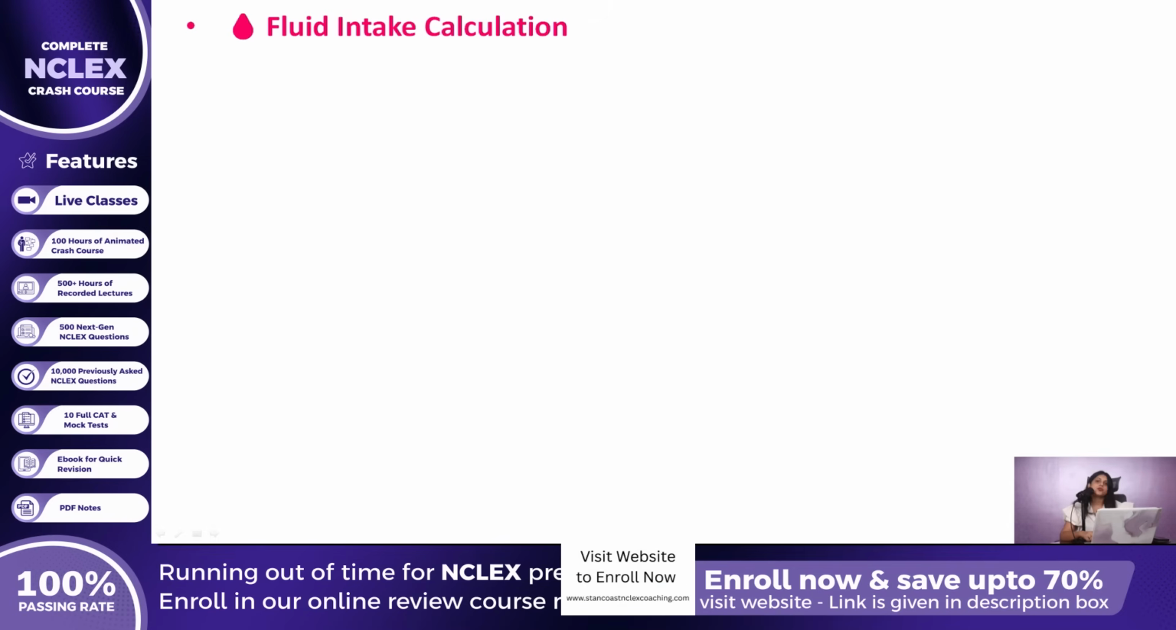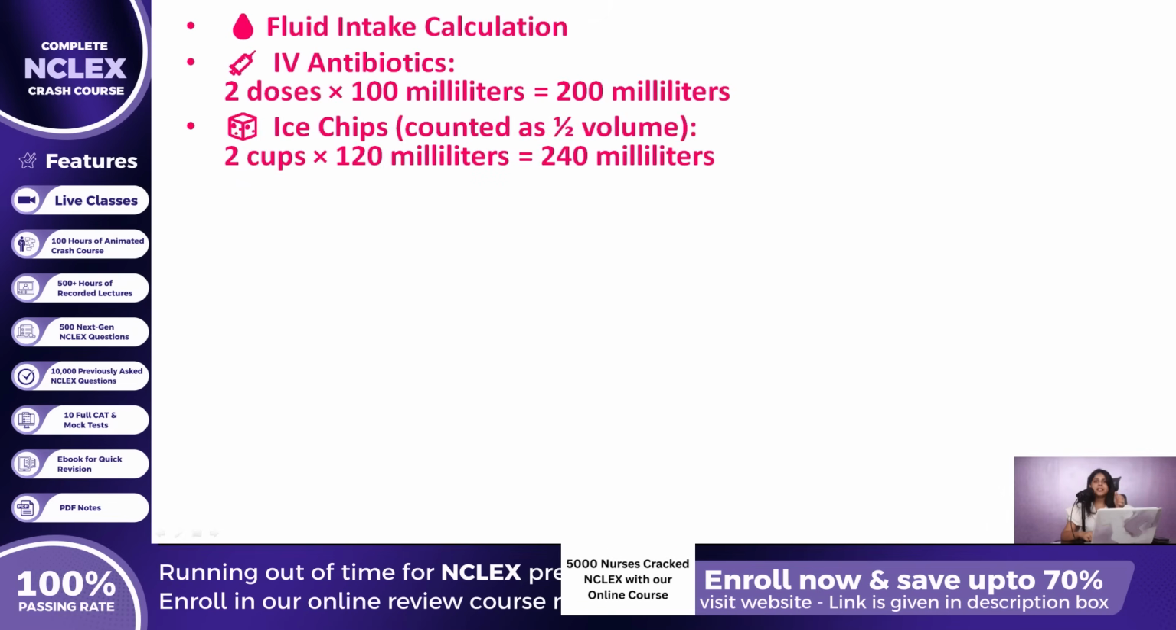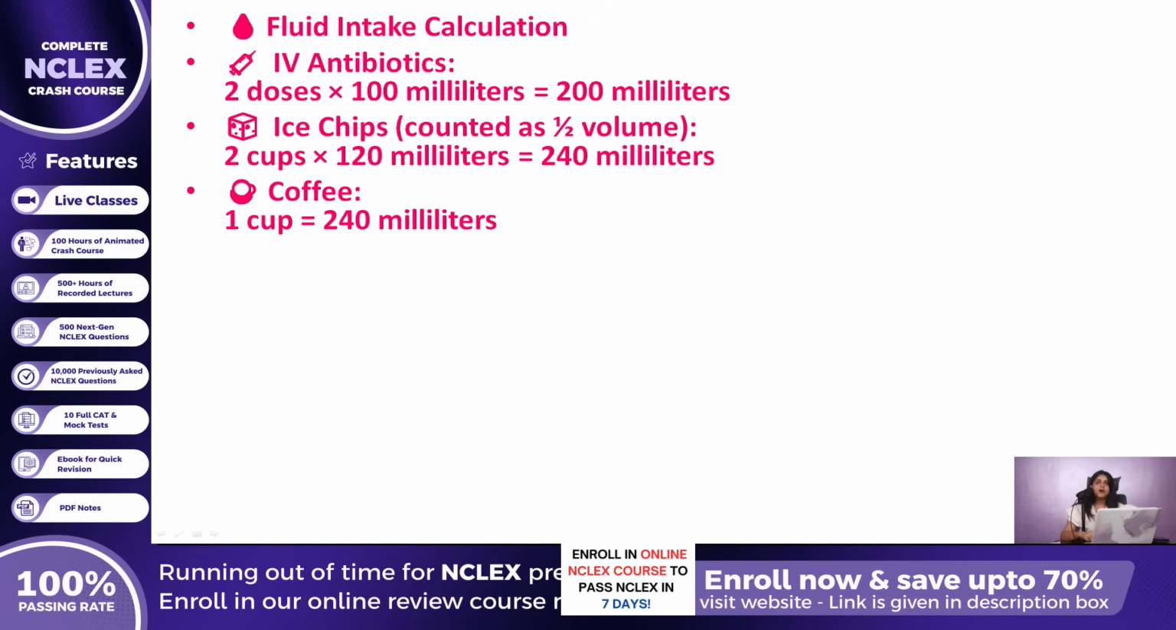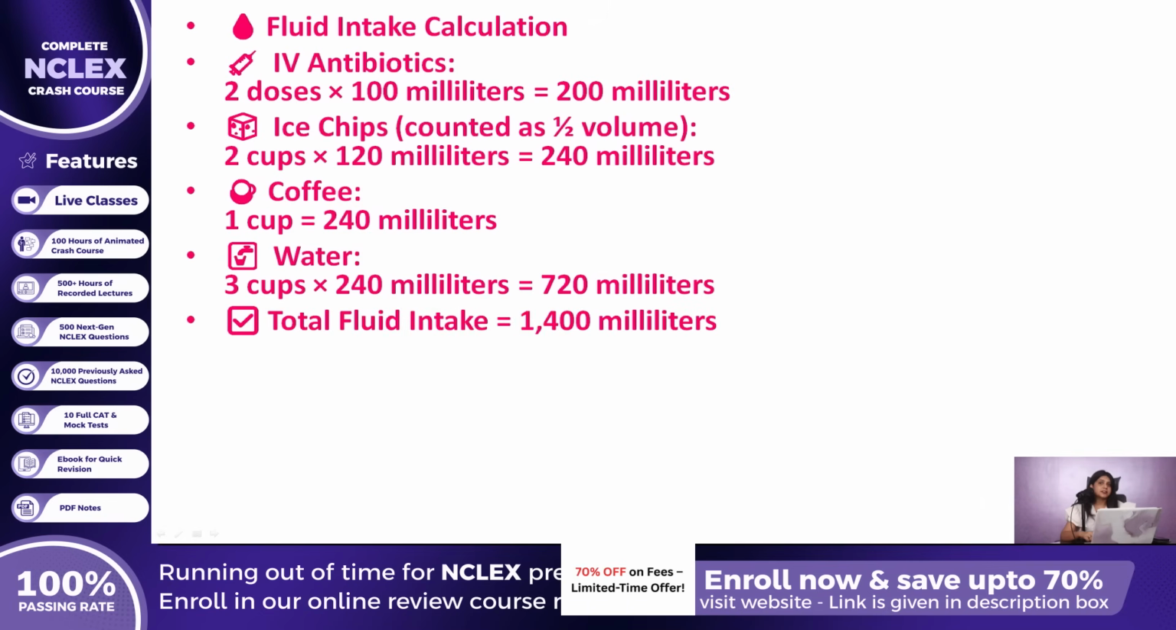Based on this information, how many milliliters should the nurse document as the client's total fluid intake? The correct total is 1,400 milliliters. Here's how the calculation breaks down. First, the intravenous antibiotics: 2 doses times 100 milliliters equals 200 milliliters. Next, the ice chips. Each cup is 240 milliliters, but counting half the volume means each cup counts as 120 milliliters. So 2 cups equal 240 milliliters. Then the coffee, 1 cup at 240 milliliters. Finally, the water, 3 cups times 240 milliliters equals 720 milliliters. Adding all these amounts together gives a total fluid intake of 1,400 milliliters.